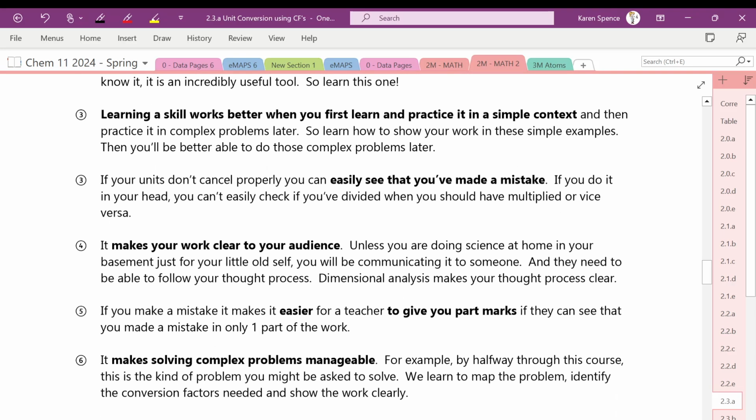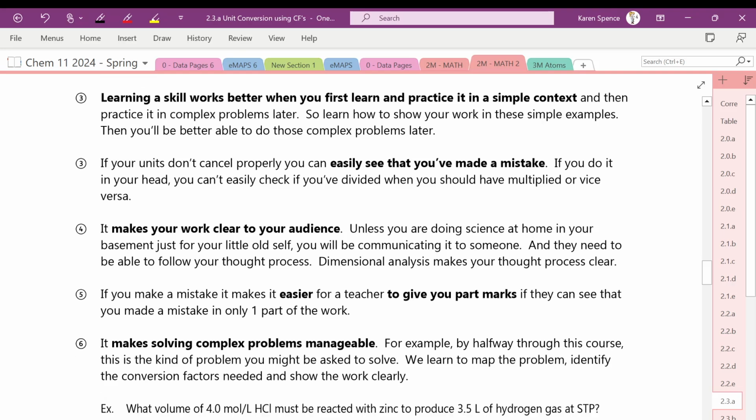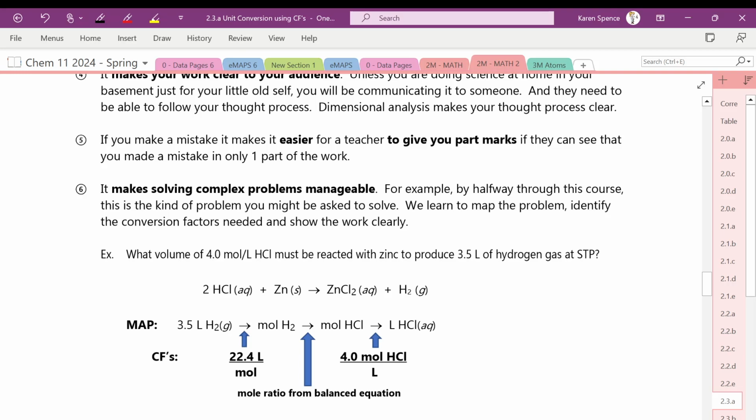You can easily see if you've made a mistake if you use unit conversion. It makes your work clear to your audience, which is really important because when I'm marking something, I need to be able to see, where did you go wrong? If I can see where you went wrong, I can probably give you part marks. If I can't see where you went wrong, I'm just like, oh, if you get it wrong, the whole thing's wrong. Bye. All marks gone. It makes solving complex problems manageable.